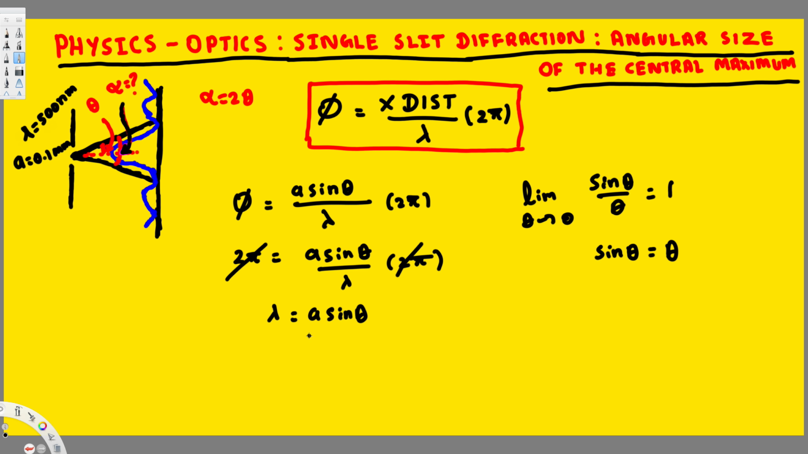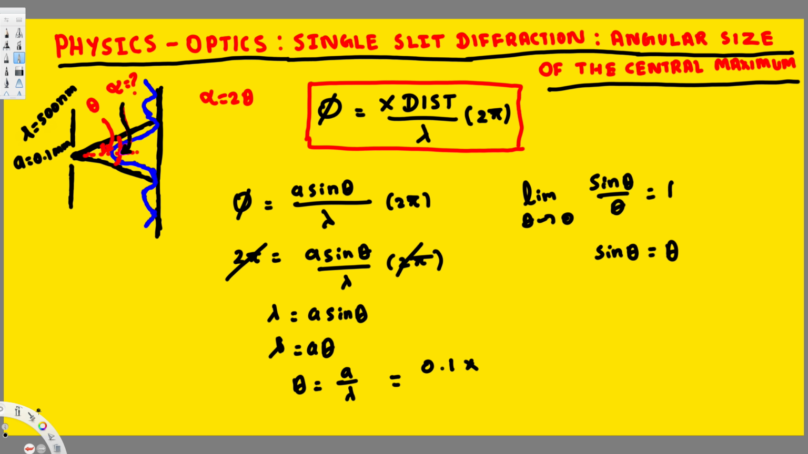Therefore, we can say that we are trying to find theta. So instead of writing it like this, we can write lambda is equal to a theta. Therefore, theta is going to be equal to a over lambda. And we know the slit width, that is 0.1 millimeter. So this is going to be 0.1 times 10 to the power of minus 3, right, millimeter.